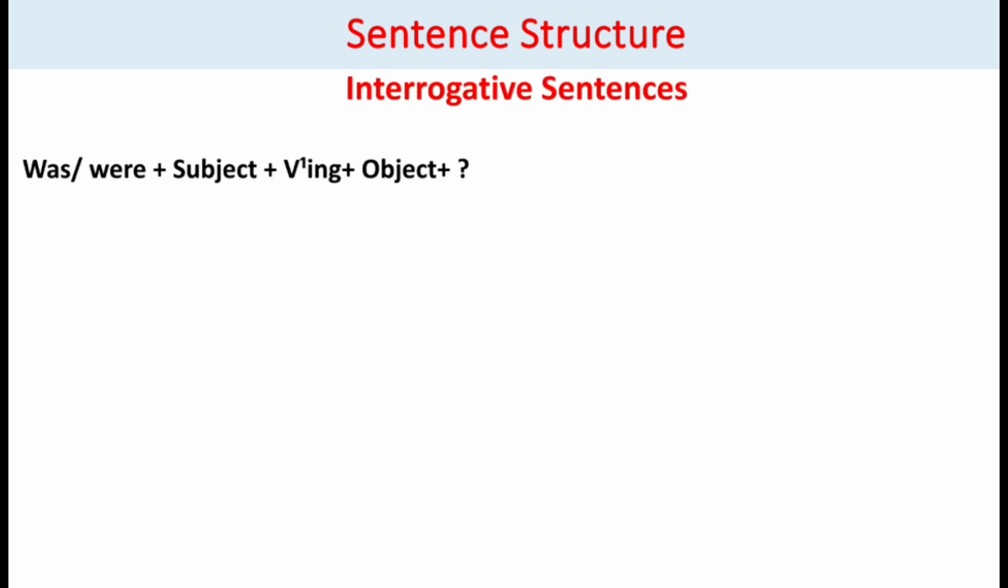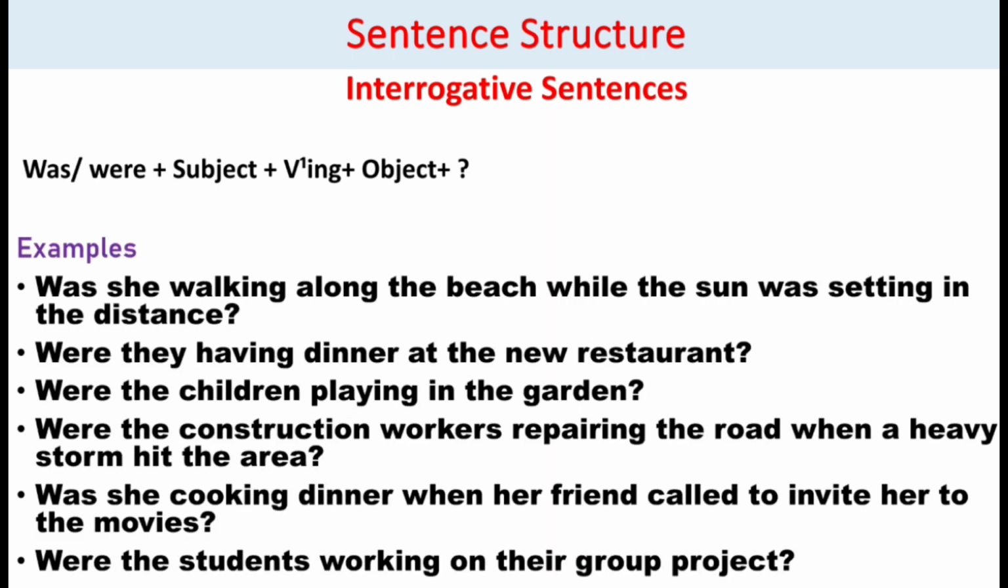And the sentence structure of interrogative sentences is was or were, subject, form of verb with ing and object and question mark. So to make interrogative sentences, all the helping verbs are brought at the start of the sentence. For example, was she walking along the beach while the sun was setting in the distance?